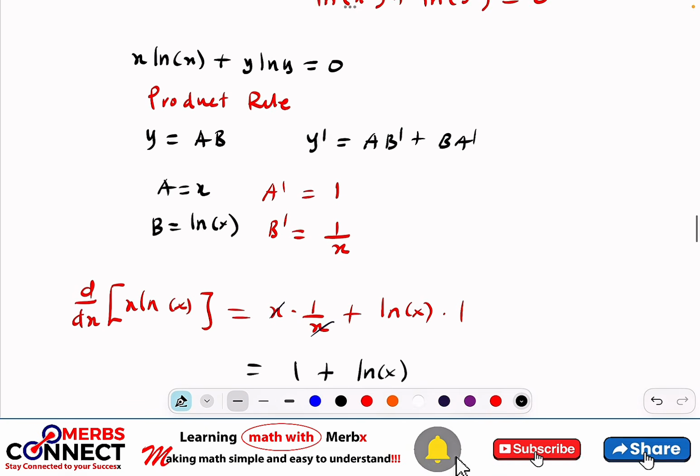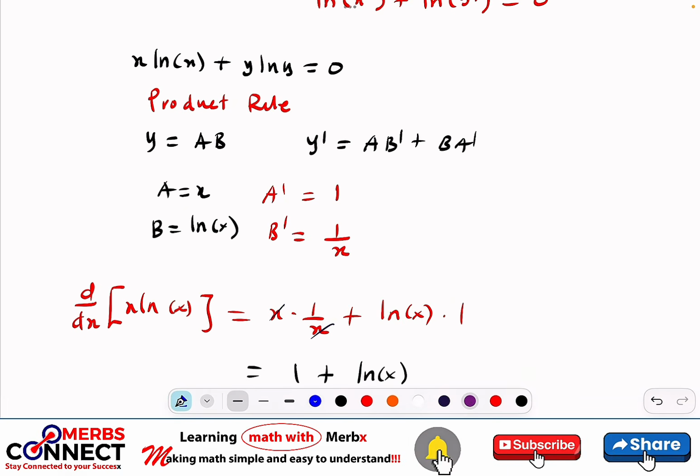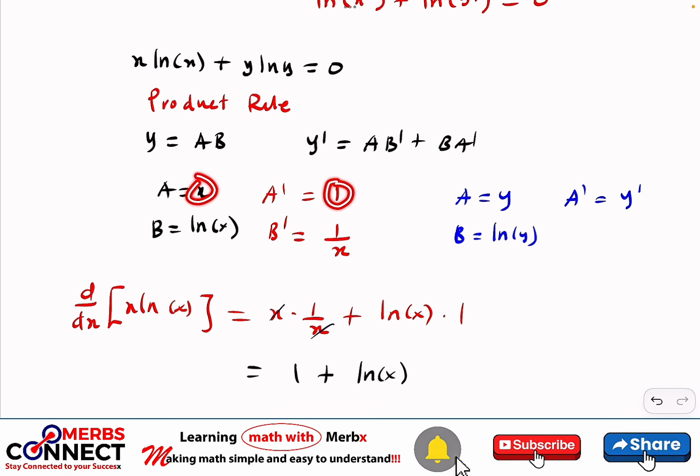Let's go to the y. Now, if we are doing the same thing for y, we can say that A is y, and then B is equal to natural log of y. Now, don't forget here we are differentiating the function with respect to x. So when I differentiate A, I'm going to have y prime, because it's going to be dy over dx. The reason why we are getting 1 before is that when I differentiate x with respect to x, I'm going to have dx over dx. dx cancels dx and we get 1. But this one is going to be dy over dx, which is the same as y prime.